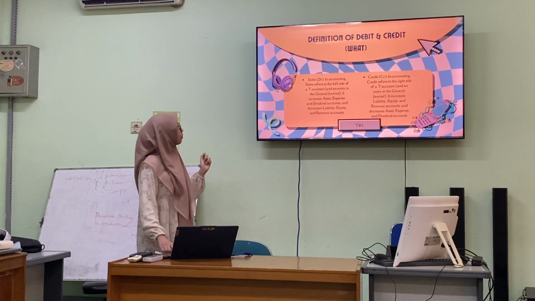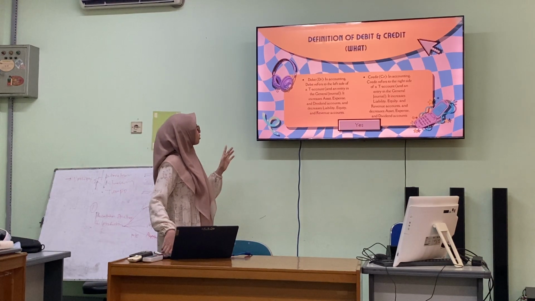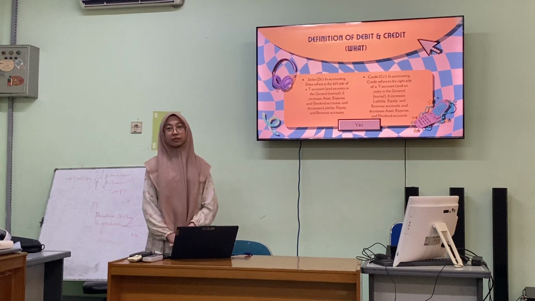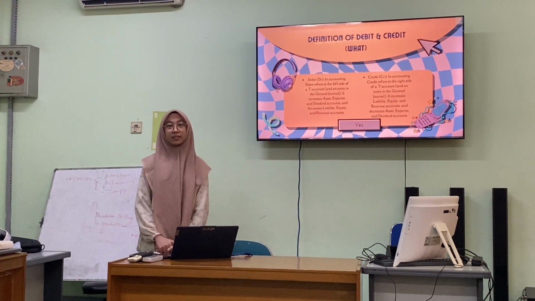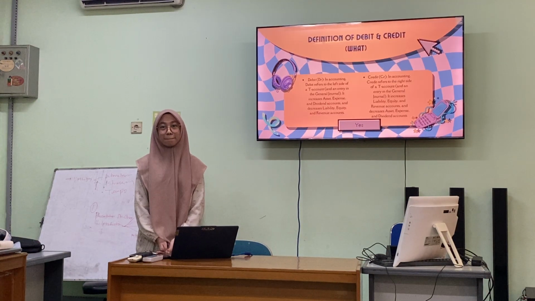In accounting, debit refers to the left side of the account entry in the general journal. It increases asset, expense, and dividend accounts, and decreases liability, equity, and revenue accounts. What do you think? Do you agree? Yes. Okay, thank you.